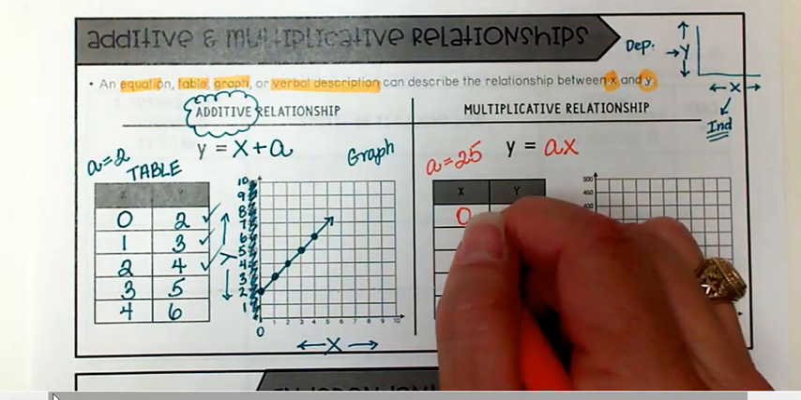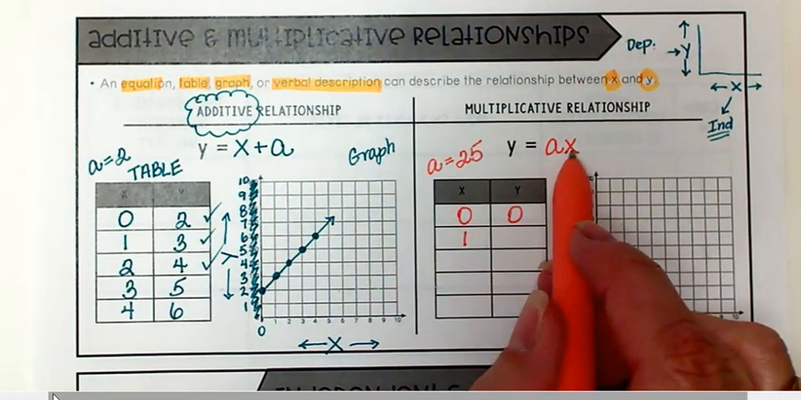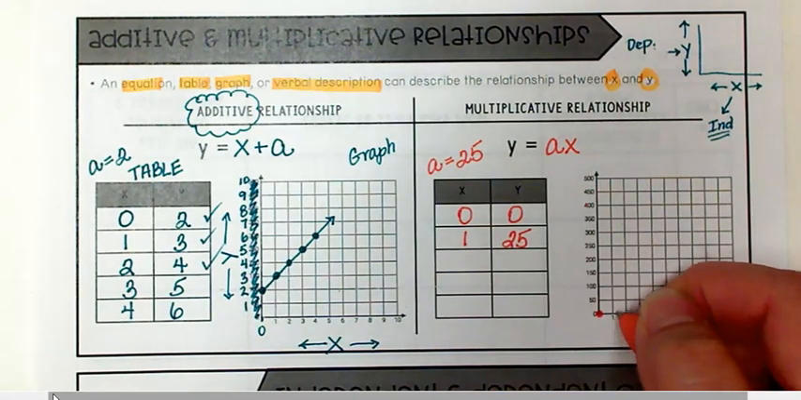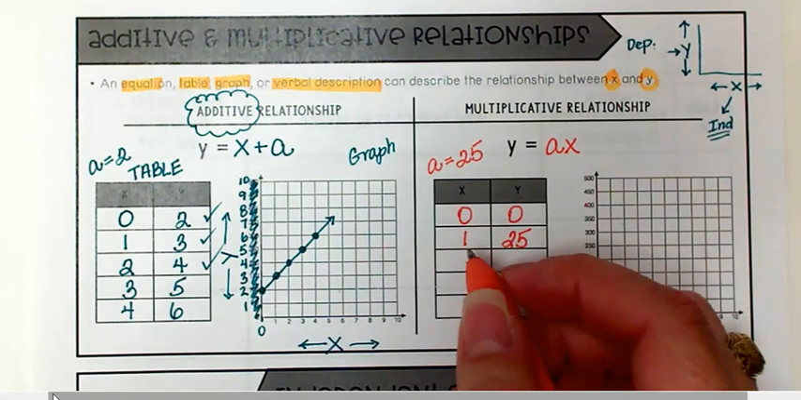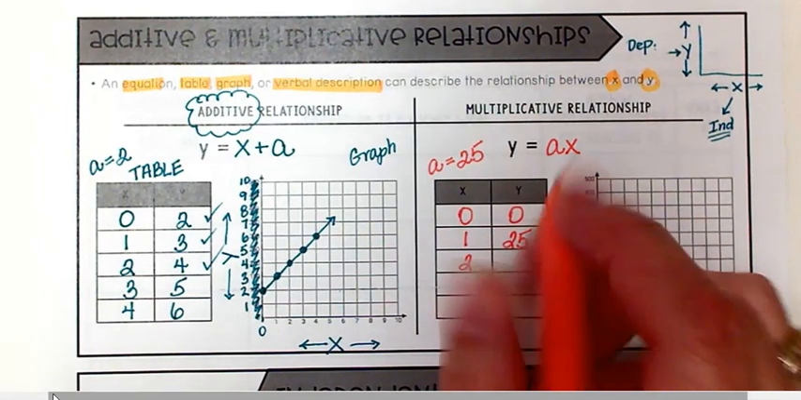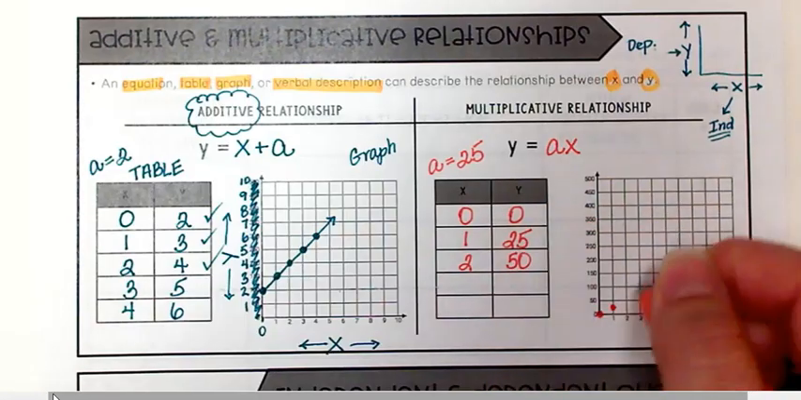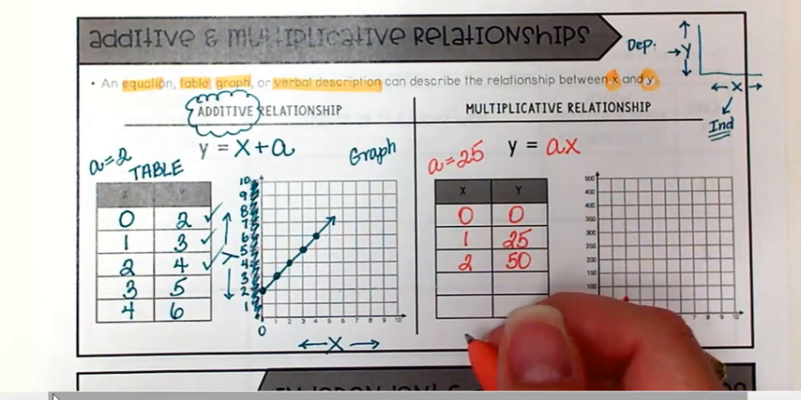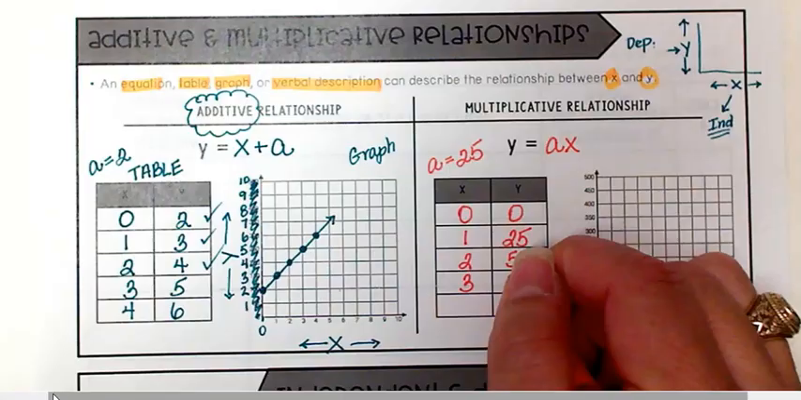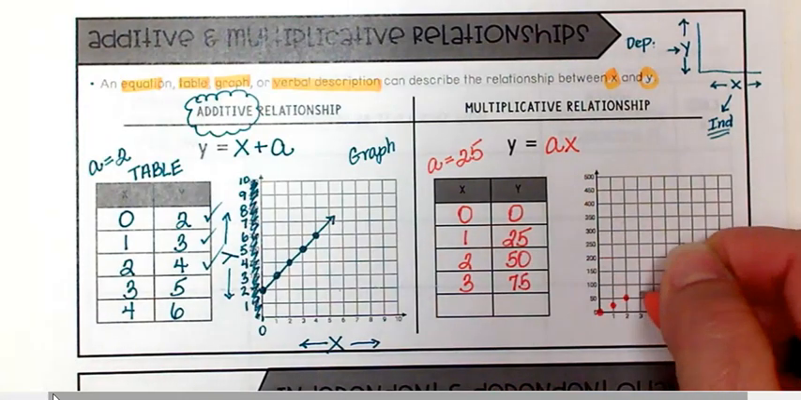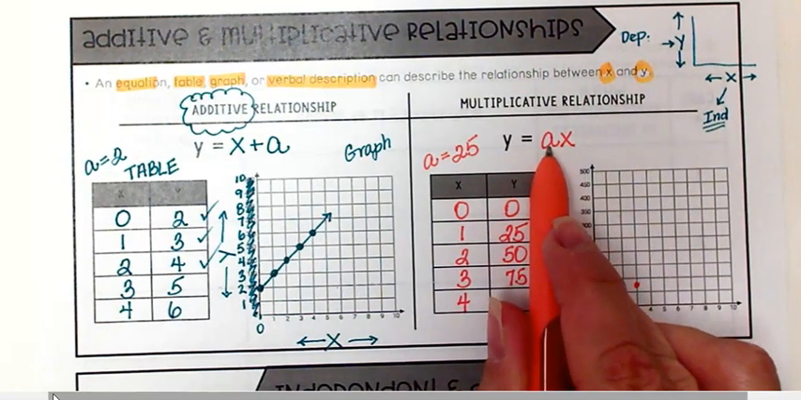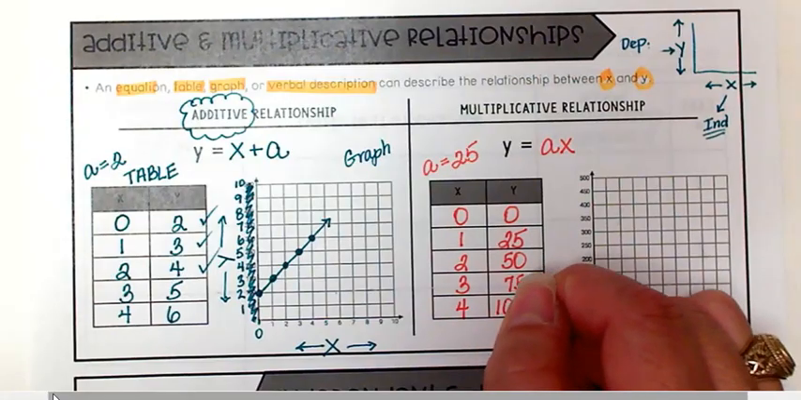If I give you an x of 1, 1 times 25 gives me a y value of 25. So 1 and 25. If I have an x value of 2, then 2 times 25 gives me a y value of 50. If I have an x value of 3, 3 times 25 gives me a y value of 75. If I have an x value of 4, 4 times 25 gives me a y value of 100.